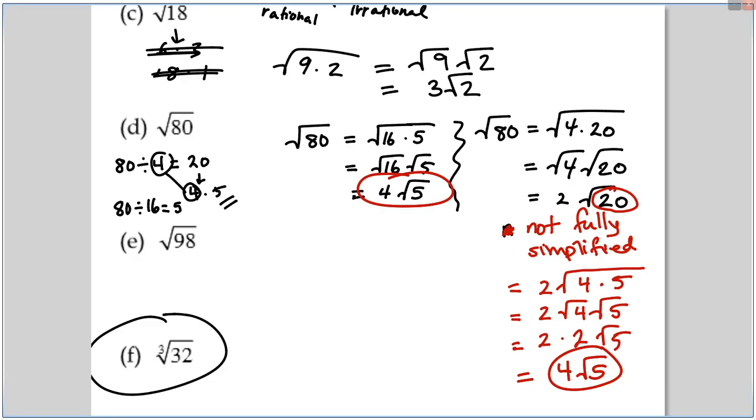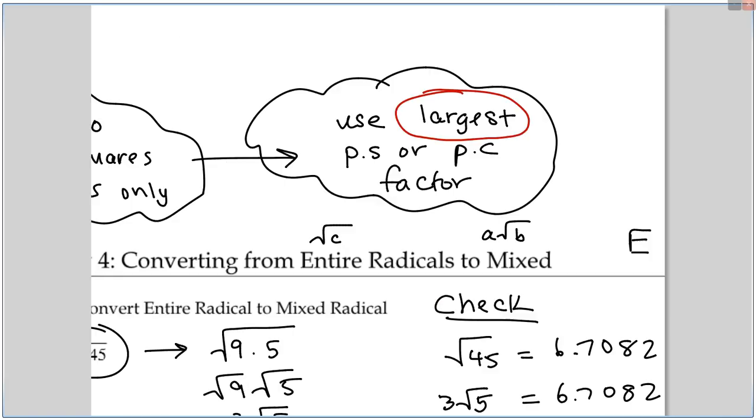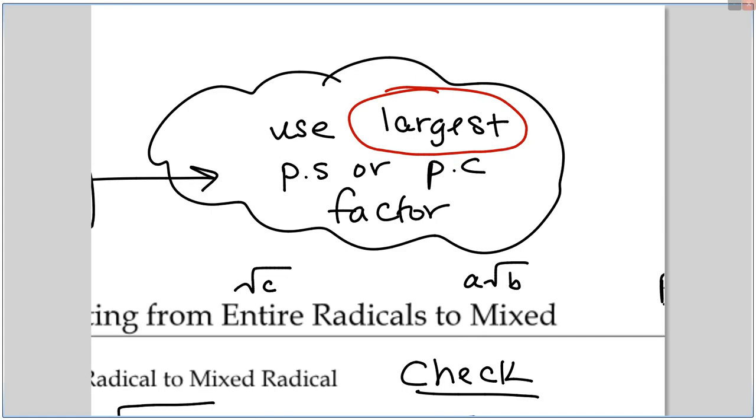You do end up at the same answer, but look how much extra work there was. It's like double the work. How do you avoid doing double the work or simply forgetting to do the extra work? Like a lot of students would probably just leave it right here at 2 root 20. They'd leave it there. What do you always need to do? Use the largest perfect square factor. Okay?